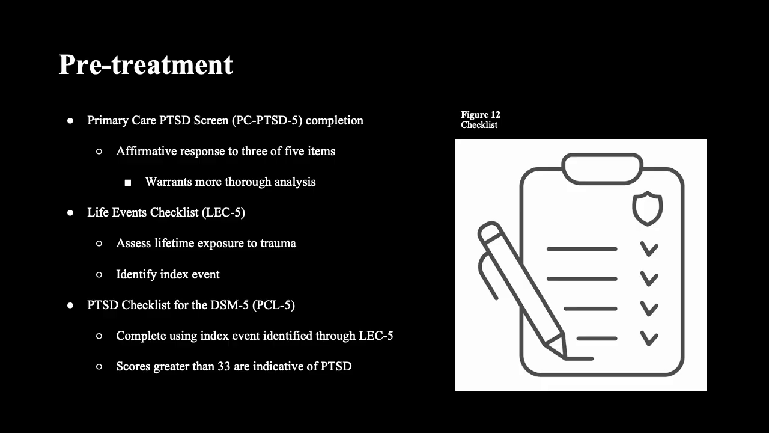It also helps identify the index event, basically the worst traumatic event, the one that has affected the client the most. Lastly, you can use the PTSD checklist for the DSM-5. You'll complete this measure using the index event identified in the Life Events Checklist. Scores greater than 33 suggest a positive post-traumatic stress disorder diagnosis.